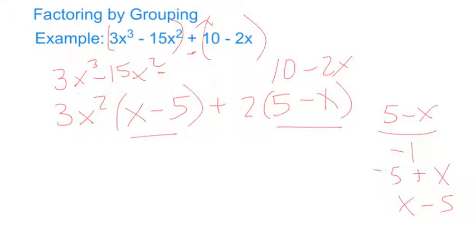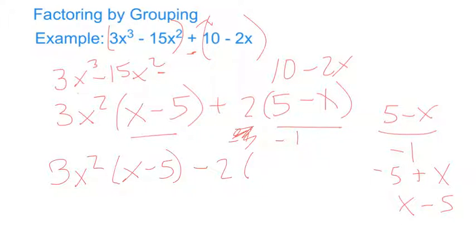You want to make them the same so you can actually factor it. So we're going to pull out that negative 1, and we're not going to divide by negative 1 here. This stays the same: 3x squared, x minus 5. This is going to become negative 2, because anytime you pull out an additional factor, you need to multiply it by the factor outside there. Negative 1 times 2 is negative 2. And then this becomes, whoops, x minus 5.